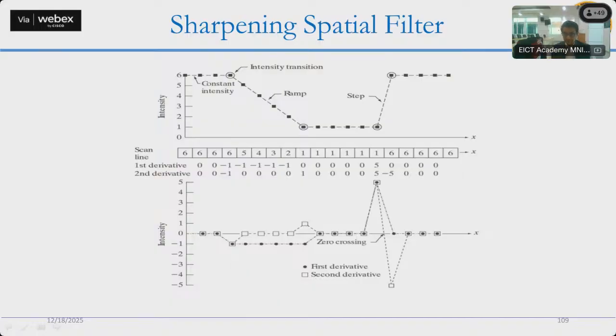Here the intensity transition has been shown. What you notice in the differential part is that your value is maximum when you use linear filtering. Again it is the same thing: 5 minus 6 is minus 1, 4 minus 5 is minus 1, 3 minus 4 is minus 1, 2 minus 3 is minus 1.